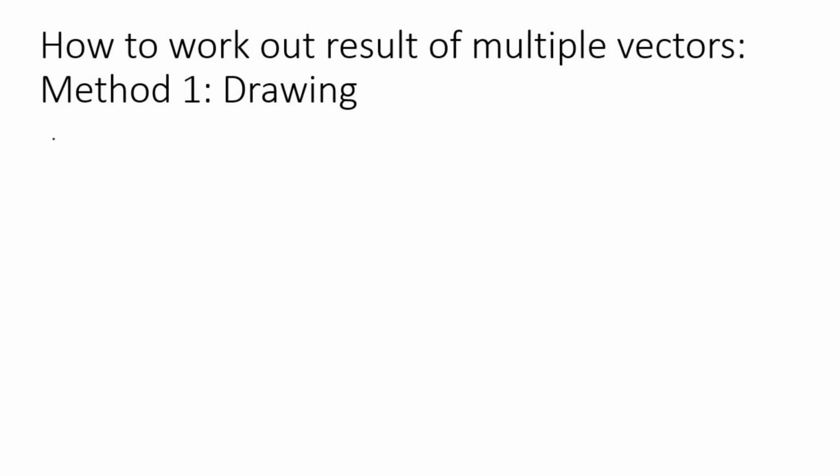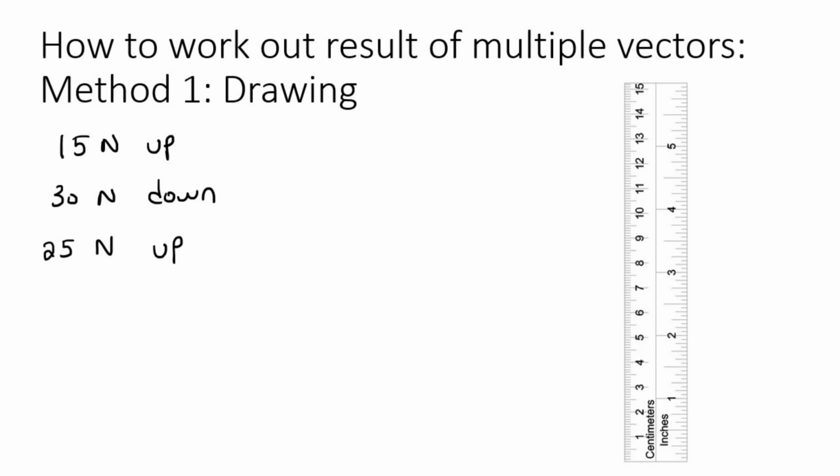So let's say we've got 7 newtons up. And then, oh no, let's make the numbers a bit bigger. Let's say we've got 15 newtons up, 30 newtons down, and 25 newtons up. Okay, now you need to find the result. So we need a ruler. But now we have a problem. Not really, I'll show you how to solve it, but can you see that 15 would work if we chose 1 to 1, but how would 30 work? 30 wouldn't really work, right?